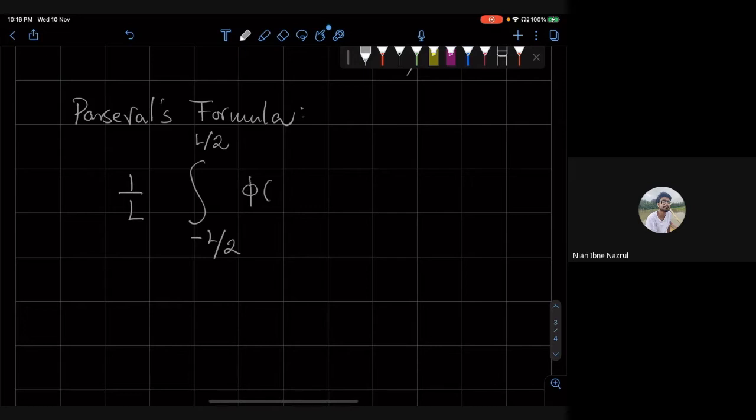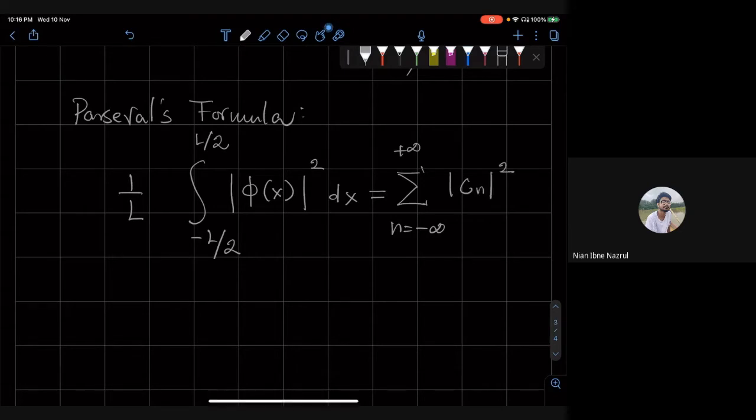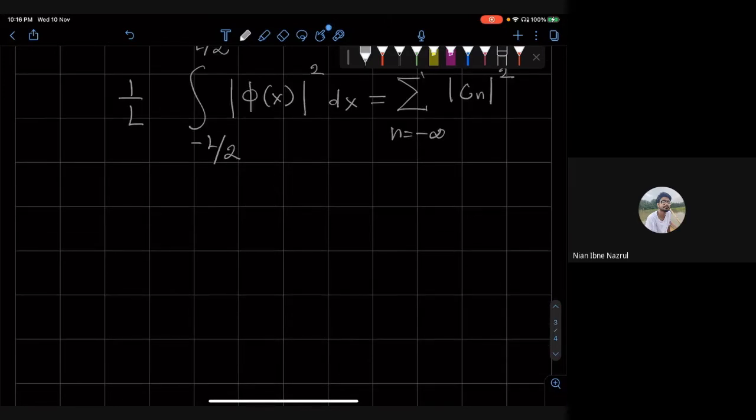So we have a function that satisfies the Dirichlet condition, and its L2 norm is given by the sum of all the Fourier coefficients squared. Okay, so this was Parseval's formula, and this was valid for all functions within a class which can be expressed as a Fourier series. Okay, so the Cn's, what are the Cn's?